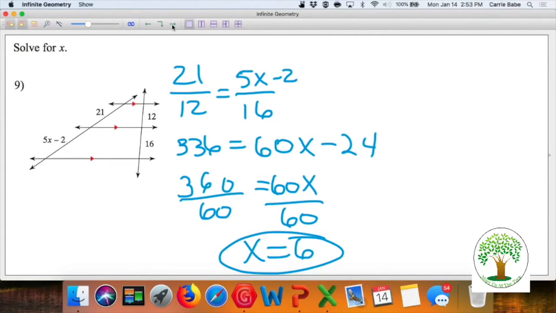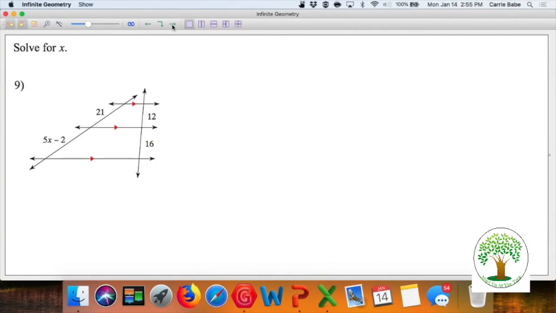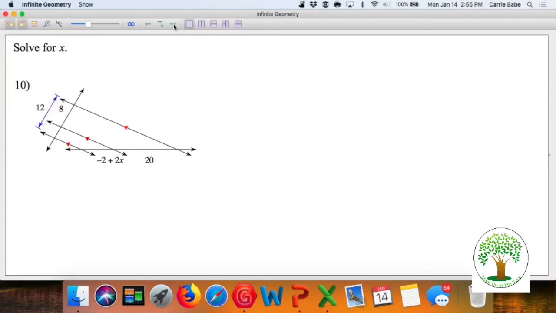A quick tip on 10. I'm not doing anything on 10 except a quick tip. Right now on 10, the whole length right here is 12. And this little one right here is 8. So wouldn't that be 4? Yes. So you can write the 4 in for your proportion. That's all I'm doing on 10.